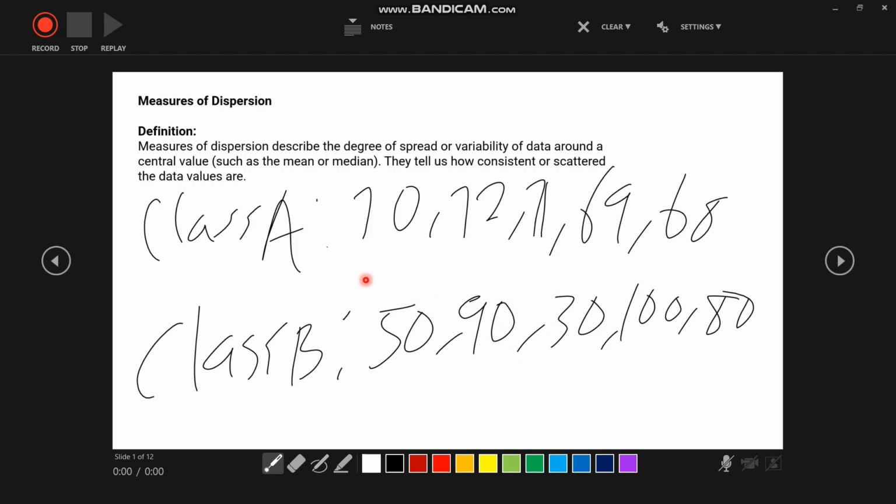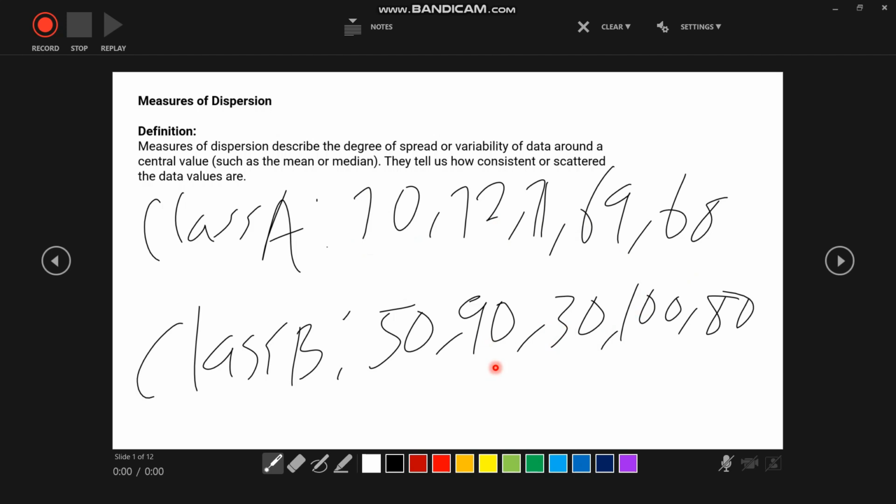70 is their mean, 70 is their average. If you take a look at this set of data, 70 is very close to all of them. 70 is close to this one, but this one, 70 is far from this one, even though 70 is the mean. So we say this one is low dispersion and this one is high dispersion. Because the mean is close to this one, there is low dispersion. There is low separation between the mean and the data set, but the mean is far from this data set, so there is high dispersion here.